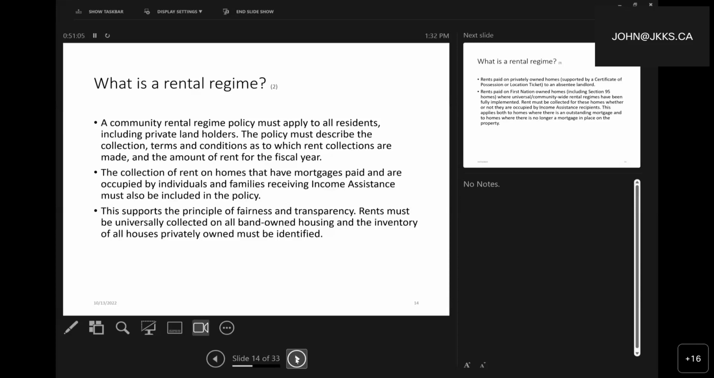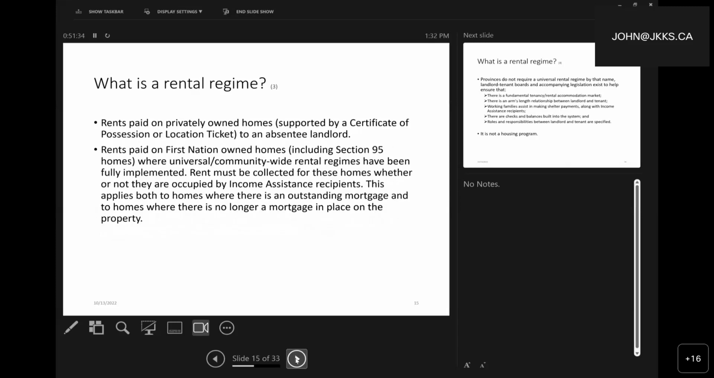But what I'm getting at is that these policies have to be consistent for SA, for mortgages where homes have been paid out, and for individuals that rent their homes. So if I have a home in the community and I decide to move to another community and I rent my home, and as I mentioned, that person goes into hard times, that person will get the SA if there's a rental regime. Again, private homes have to be supported by certificates of possession or local tickets for absentee landlords. There's a number of conditions that are set out, right? And for Section 95s, it doesn't matter if a home has already been paid out of the mortgage or not, those funds still must be maintained and collected for a full rental regime to take place.